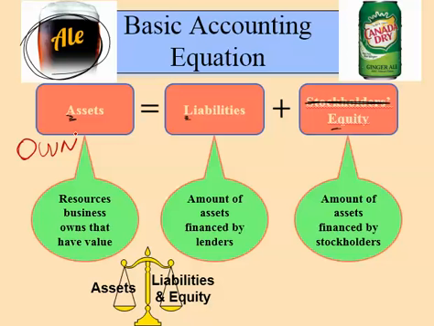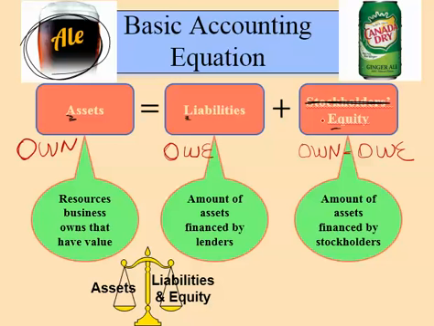Liabilities are things that companies owe. For example, they might owe suppliers, they might owe their lenders, like a bank, they might owe their employees, they might owe taxes. Those are what we call liabilities. And then the equity component is the difference between what we own and what we owe. So if we take what we own, which are our assets, minus what we owe, our liabilities, we get this equity component to the basic accounting equation.